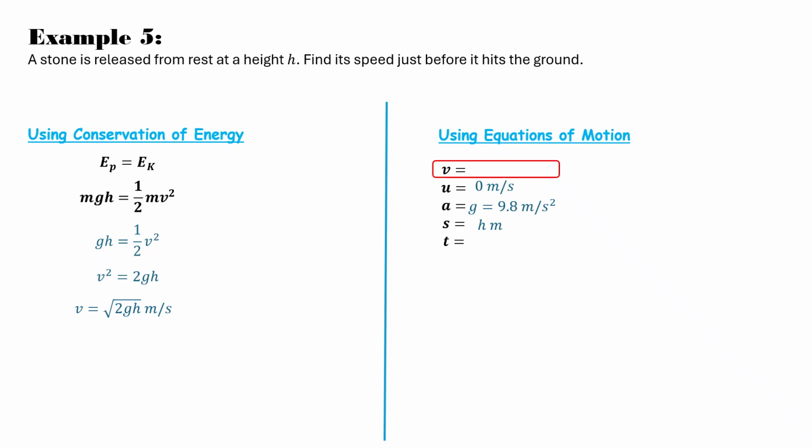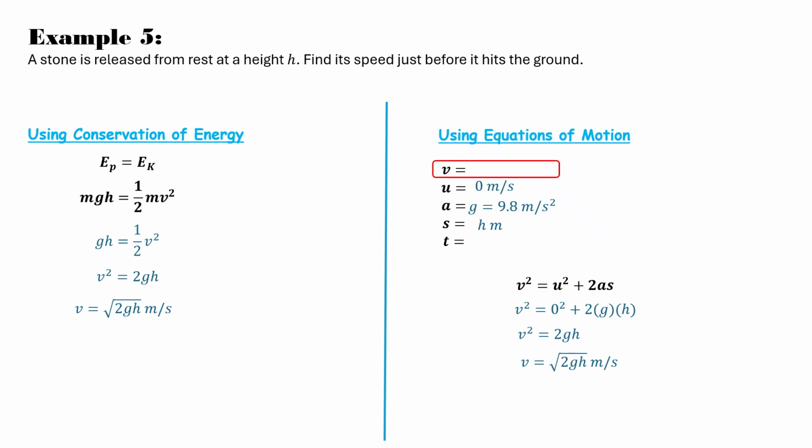So if we think about our formulas, the best one to use here will be v squared equals u squared plus 2as. Filling that in, we get v squared is equal to 0 squared plus 2gh. Because I've left it in g in the last one, I'm going to leave g here, but you could equally put in your 9.8. v squared equals 2gh, or v is equal to the square root of 2gh meters per second. So both give us exactly the same answer.